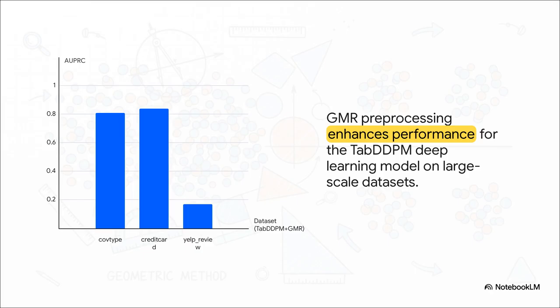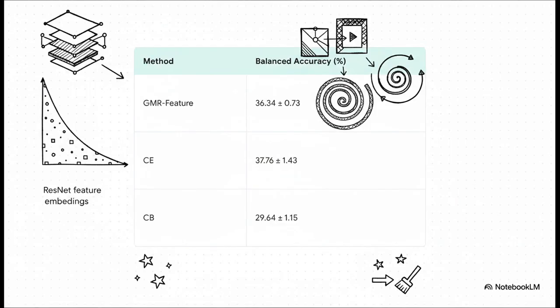And it doesn't stop there. GMR also shows its utility as a lightweight preprocessor for modern deep tabular models. For instance, it enhanced the performance of the TabDDPM diffusion model on several pretty large-scale datasets. There was even a supplementary experiment that suggests the GMR principle could be generalized beyond just tabular data. By applying GMR to feature embeddings from a ResNet model, it actually showed promise for long-tailed image classification tasks, which is a really interesting direction.